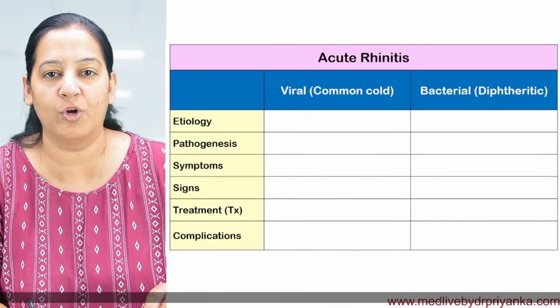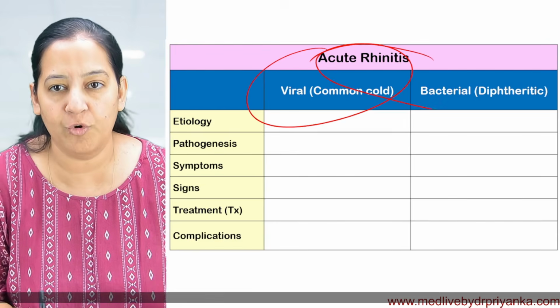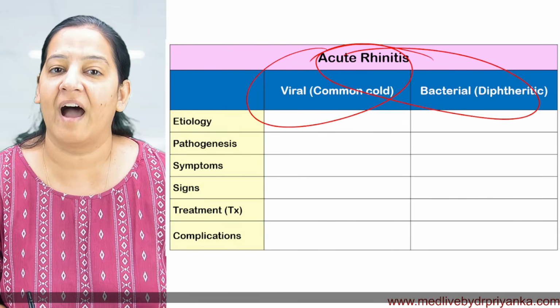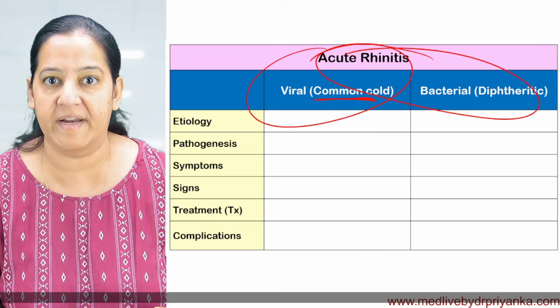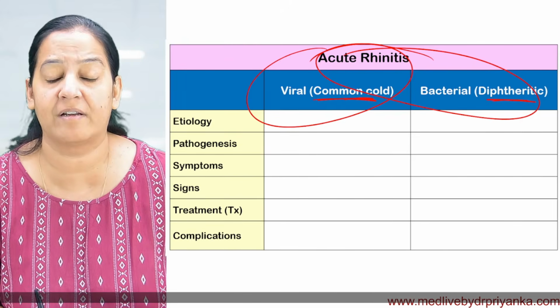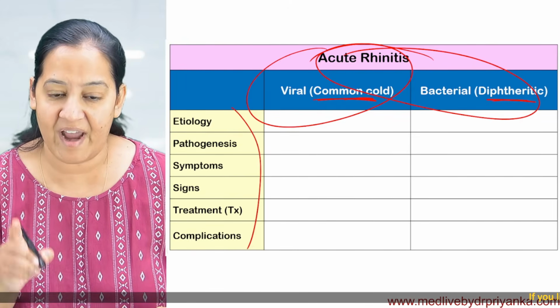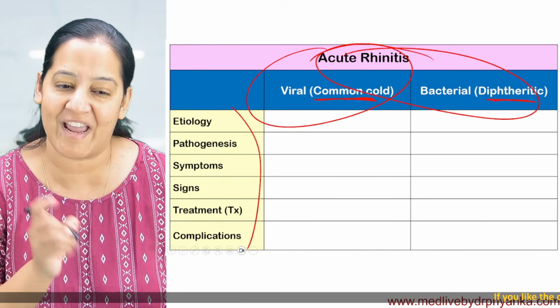You can see this is acute viral rhinitis. This is acute bacterial rhinitis. In viral, I taught you the coryza, common cold rhinitis. In bacterial, I taught you the diphtheritic rhinitis under a fixed set of headings, and I call this a master chart of acute rhinitis.